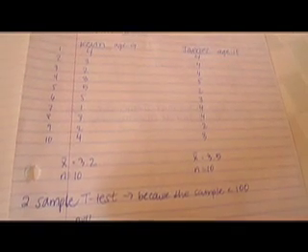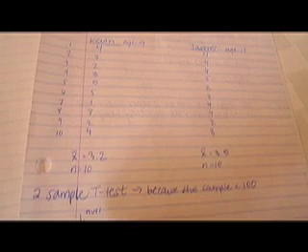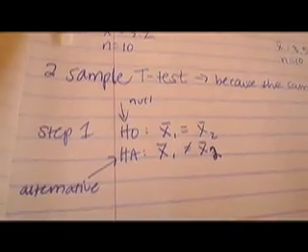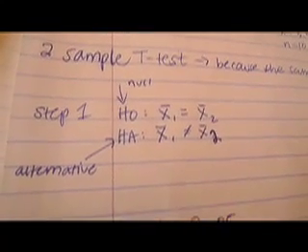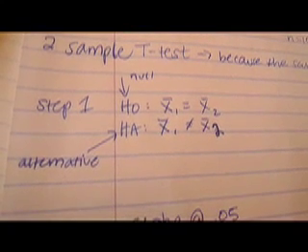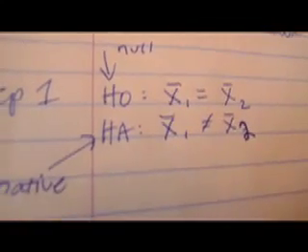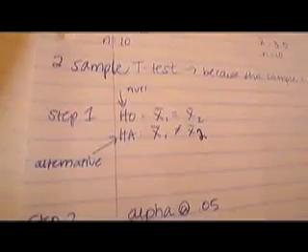We decided that this was a 2-sample t-test because there are 2 samples and each sample size is less than 100. Step 1, state the hypothesis. As you can see, the null hypothesis is mean 1 is equal to mean 2. And the alternative hypothesis is mean 1 does not equal mean 2. By the way, null hypothesis means the hypothesis we assume to be true.